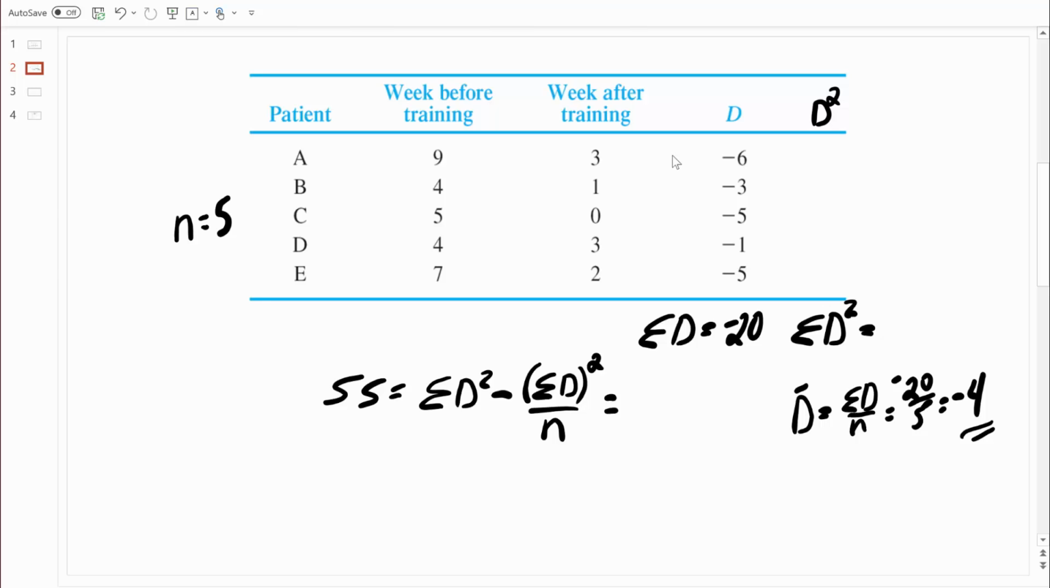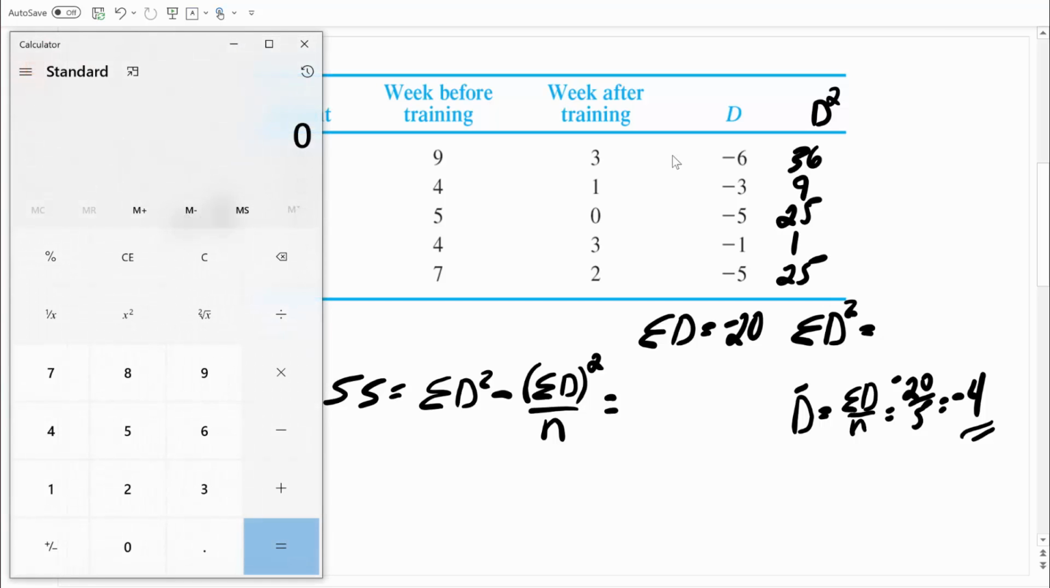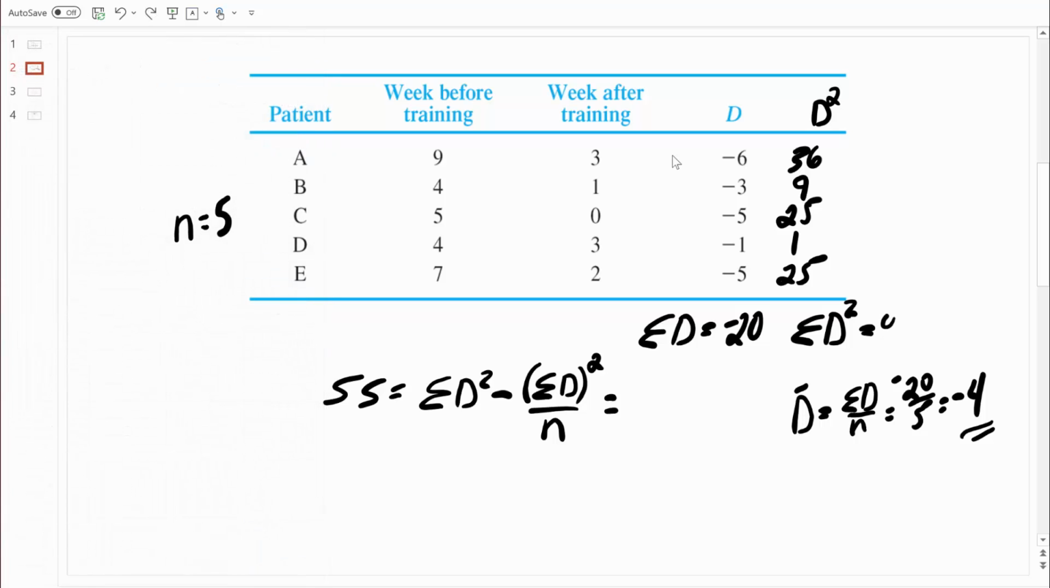Let's do that next. -6 squared is 36. -3 squared is 9. Then we have 25, 1, and 25. Let's go ahead and add up those values to find the sum of d squared. We have 36 plus 9 plus 25 plus 1 plus 25. That equals 96. Now we have everything that we need to compute sum of squares.